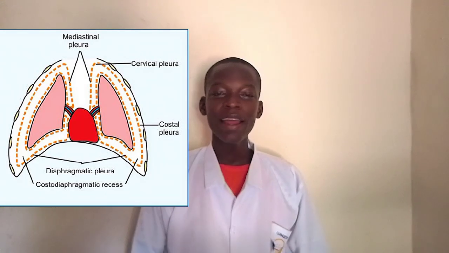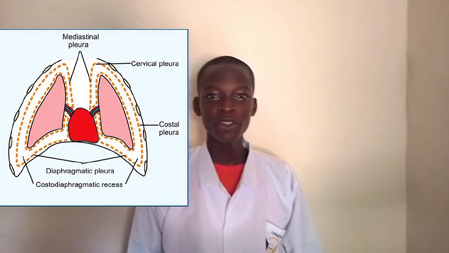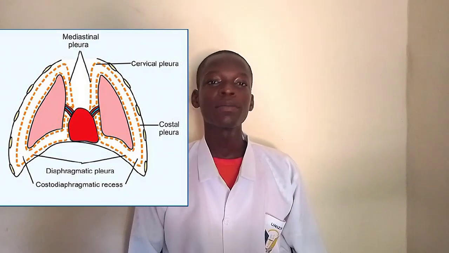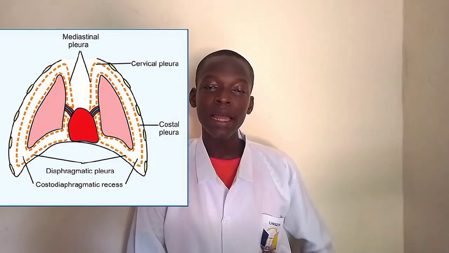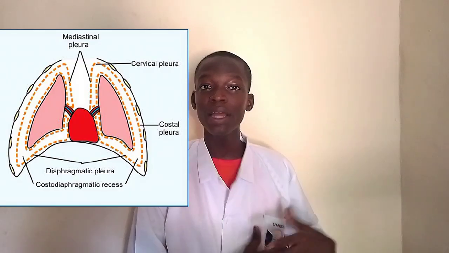Now, for you to be able to memorize these divisions, their names just correspond to their location. So their name is related to where they are found. Like the costal pleura is related to what? The costal cartilages, the ribs, and the intercostal spaces. That is on the thoracic wall.